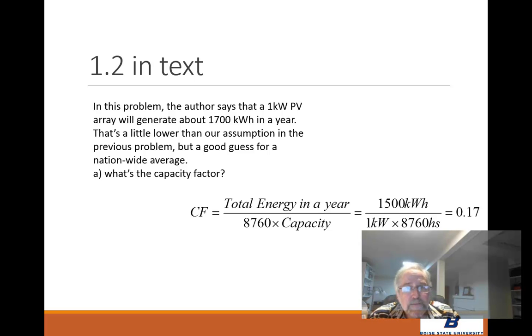Okay, 1.2 in the text. That's the second problem for the homework. In this problem, the author says that a kilowatt photovoltaic array would generate about 1,700 kilowatt hours. So implied in that statement is a capacity factor, and that's the first thing we'll look at. That's the first part of the problem. So that means if it's 1,500 kilowatt hours in a year, for a 1 kilowatt capacity, that's 1 times 8,760. Do the math, and it's about 0.17, so 17%. A little bit lower than what I said in the last problem. But in the last problem, I was actually thinking of the southwestern United States. This is a broader U.S. average.